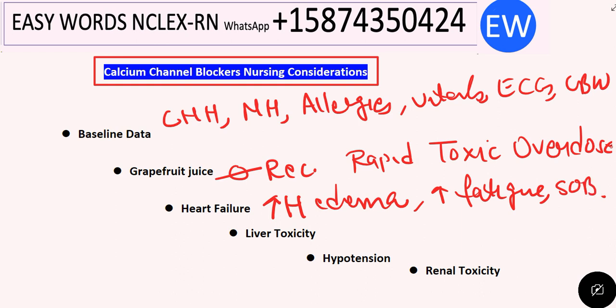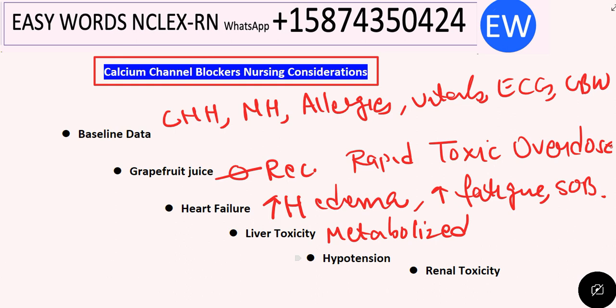Liver toxicity. Because the calcium channel blockers are metabolized by the liver, there is a risk for liver toxicity. Advise the client to notify the physician of any complaints of nausea, vomiting, change in the color of urine or stool, bleeding, or abdominal pain.